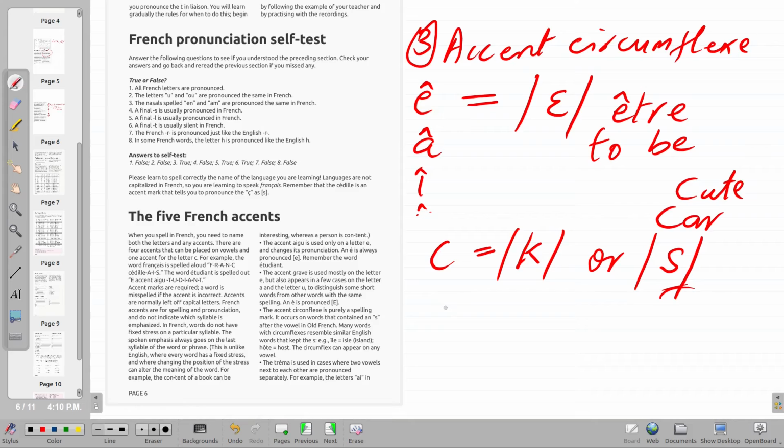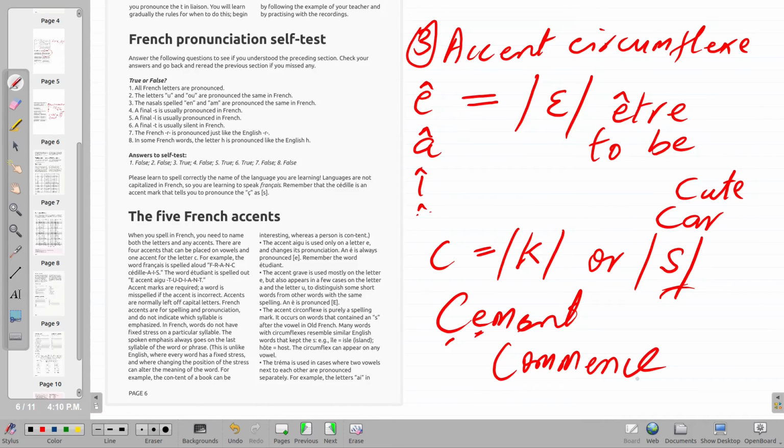If you look at it, it happens in English as well. If you look at cement, we're saying S here because it is an E that's coming after it. If you look at commence, we're saying S here because it's an E that's coming after it. So those are the two options you have with C.